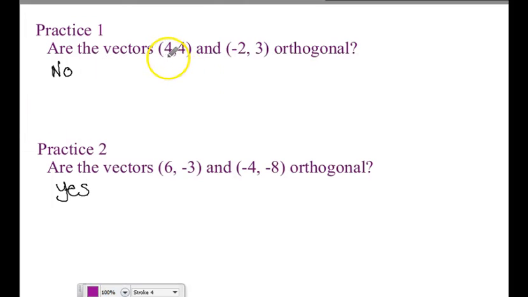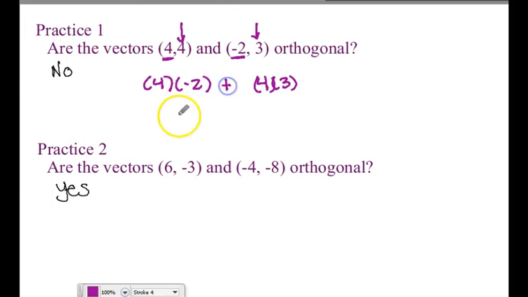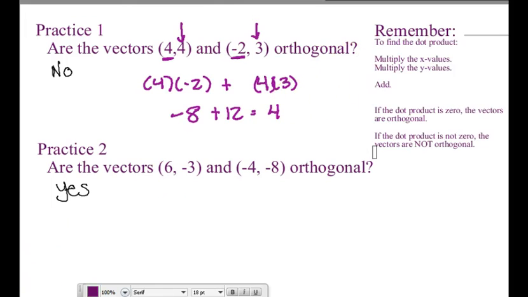So again, to find the dot product, you take the x values and multiply them. In this case, that's 4 times negative 2. Then you take the y values and multiply them. That's 4 times positive 3. And add them up. That gets me negative 8 plus 12. That's 4. The dot product is not 0. So these vectors are not orthogonal. Let's take a look at the second one.